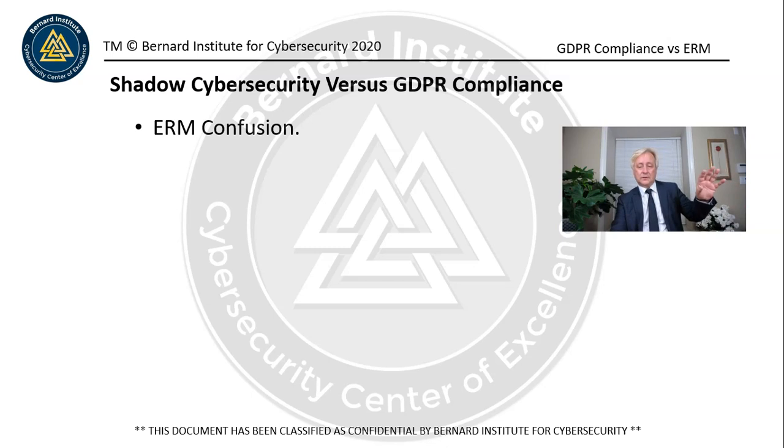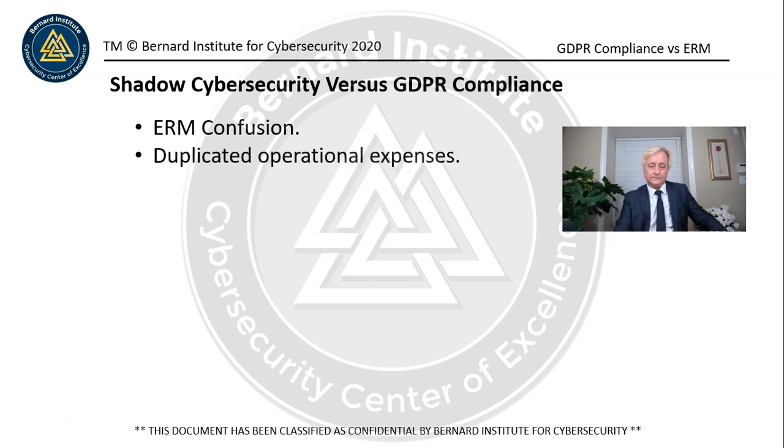ERM. Okay, within the ERM framework, GDPR falls under compliance risk, and cybersecurity and information protection falls under operational risk. We don't want to duplicate expenses. We don't want to create contention for resources or budgets. I think that's a bad move.